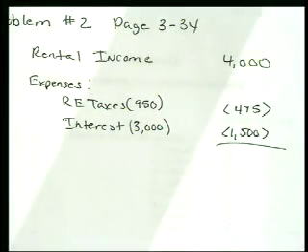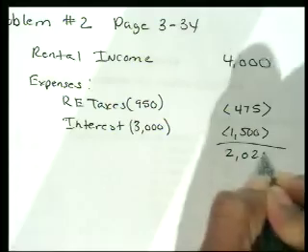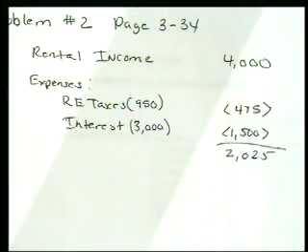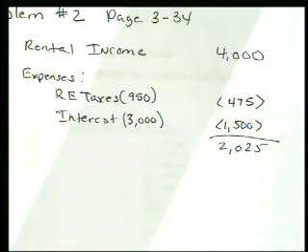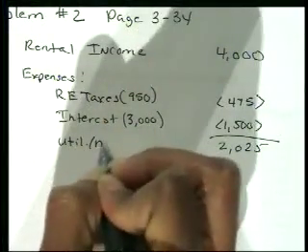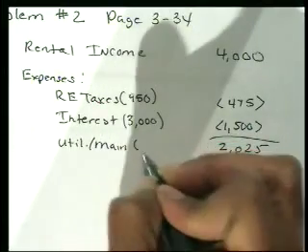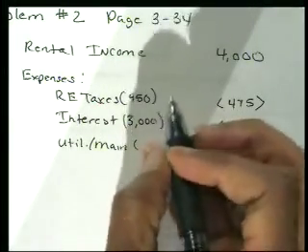They're telling us the order in which we have to take them. We started off with $4,000. She gets to deduct half of the taxes and then half of the interest, and that leaves her $2,025 of income against which she can deduct expenses. The next thing in the order, they tell us to take the other items, the utilities, maintenance, anything else you may have before depreciation. In this instance, she had utilities and maintenance expenses of $1,800.